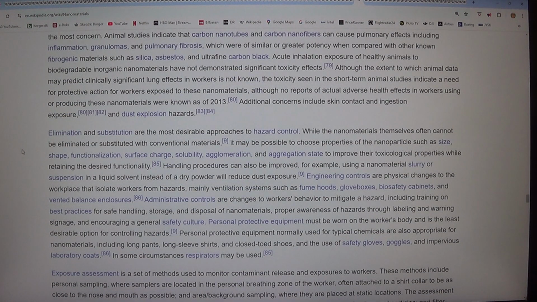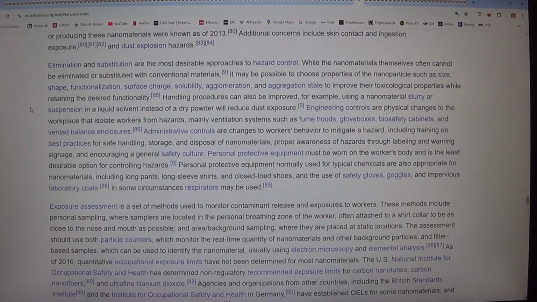Although the extent to which animal data may predict clinically significant lung effects in workers is not known, the toxicity seen in the short-term animal studies indicate a need for protective action for workers exposed to these nanomaterials, although no reports of actual adverse health effects in workers using or producing these nanomaterials were known as of 2013. Additional concerns include skin contact and ingestion exposure, and dust explosion hazards.